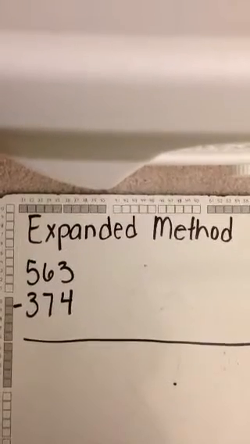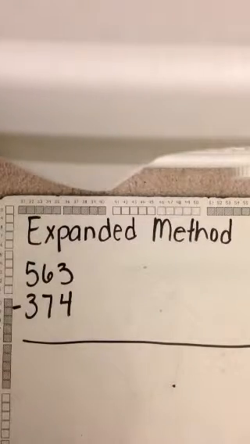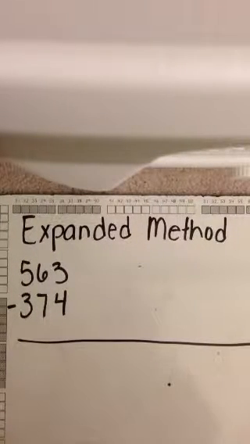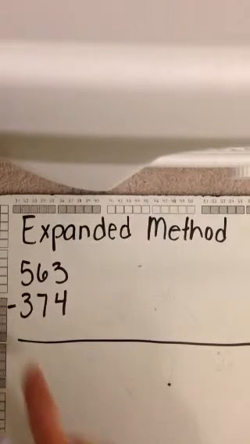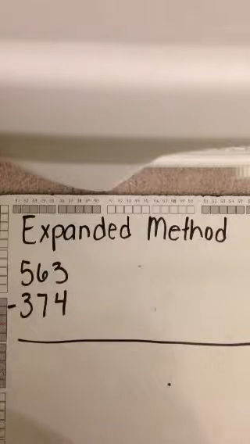Okay, boys and girls, today I'm going to show you how to do 3-digit subtraction using the expanded method. And remember, all expanded method is breaking up your subtraction problem into hundreds, tens, and ones. So let's go ahead and set up our problem. 563 minus 374.